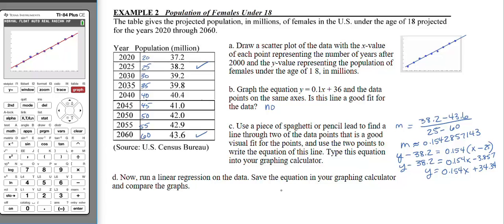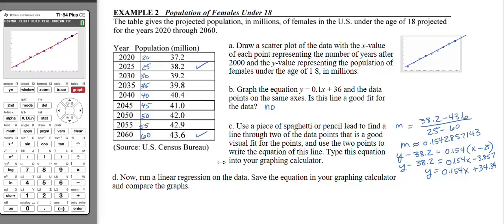Okay, now we're going to do something we haven't done before. We're going to run a linear regression on the data. Then we'll save the equation in the graphing calculator and compare the graph that I did visually with the graph that the calculator comes up with for the linear regression.